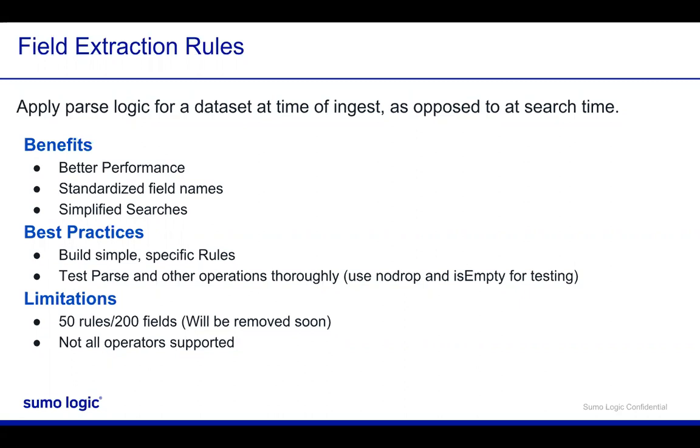Some best practices: building simple, specific rules. And I'll talk about it in the limitations as well, but the idea is you're going to want to create a basic parsing rule that will look at the data and parse it out. This would not be a place to start to add an operator like a count or an outlier. It's just not the right spot for it. You're going to want to test these rules thoroughly and probably use the no drop option for the testing.